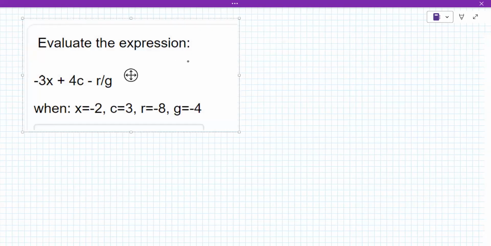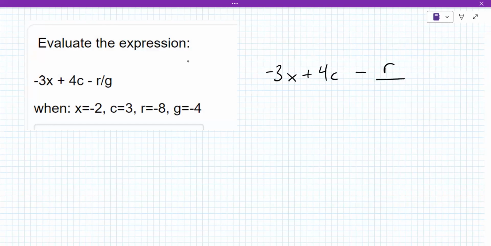Like I said, it's not formatted well. Minus 3x plus 4c minus r divided by g. If you've got some paper handy, I would recommend substituting in your variables. Do that in parentheses. You do get paper. It's not like you don't have stuff to write with. Substitute in for r, substitute in for g, and see what you come up with.